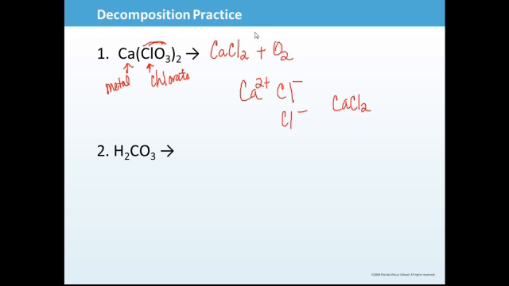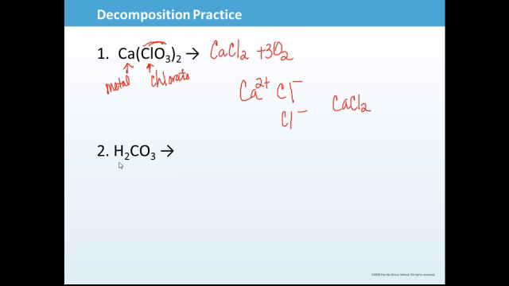And then as a last step, we do need to balance this. I see that I have 6 oxygens on the left. I need 6 oxygens on the right. I have 2 chlorines, 1 calcium. There you go. I'm balanced. All right, example number 2.